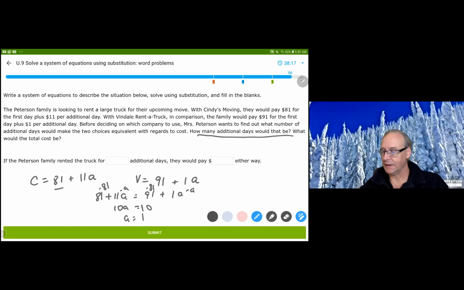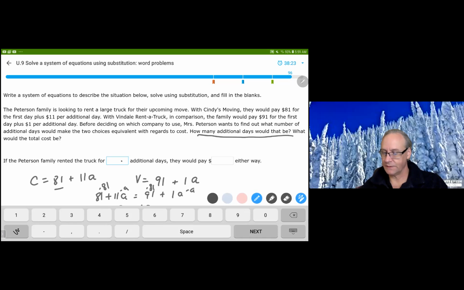1 additional day. If the Patterson family rented the truck for 1 additional day, they would pay 91 plus 1 is 92. Either way. So 1 additional day would give us 92, and 1 additional day would give us 92. They don't necessarily have to make any sense, I suppose. So there we have it.